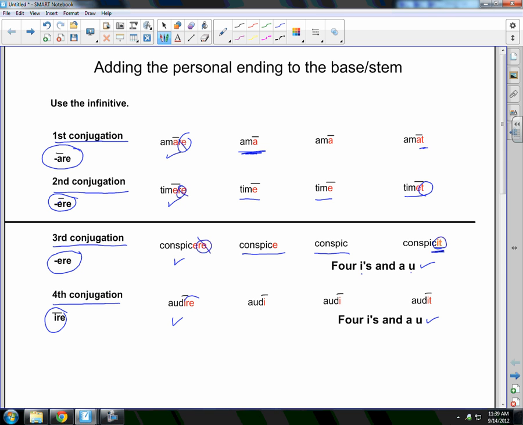We start off with audire. We take off that -re. That leaves us with audi. Here's my base. It's still going to follow the four i's and a u pattern. And I'm going to show you how that works right now.